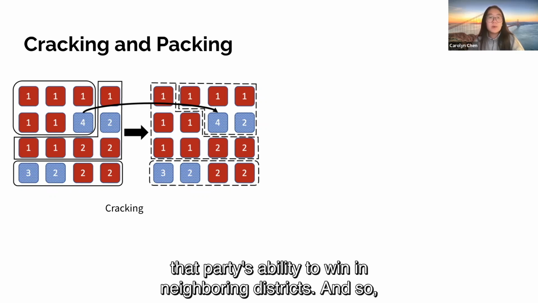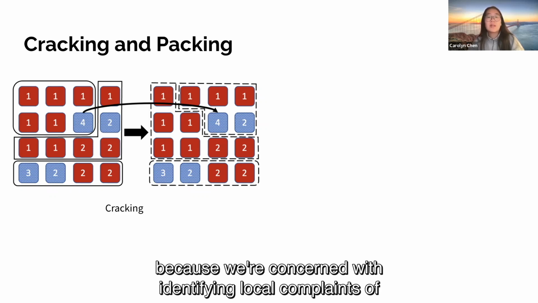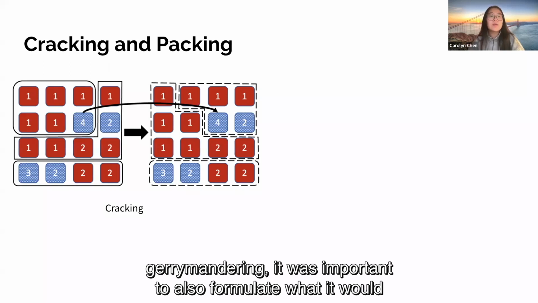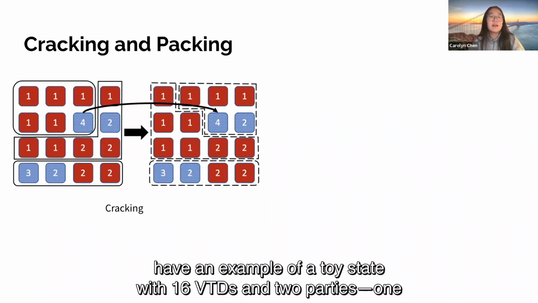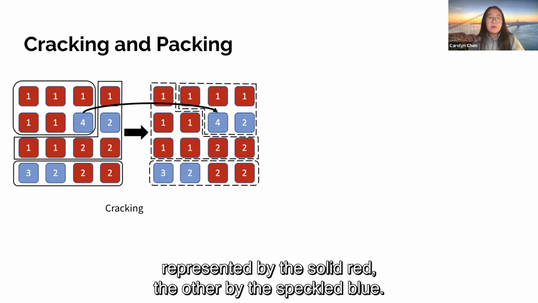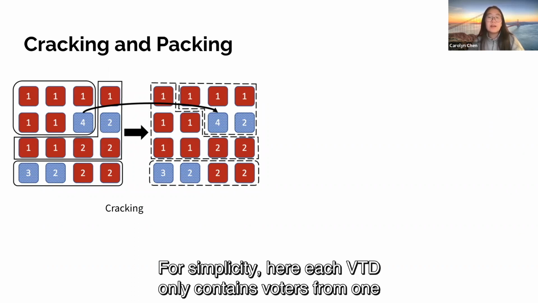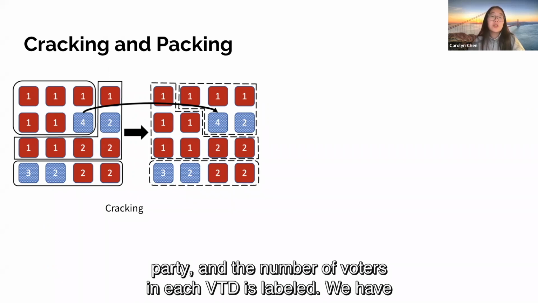And so because we're concerned with identifying local complaints of gerrymandering, it was important to also formulate what it would mean for voters in a VTD to be cracked or packed. So here we have an example of a toy state with 16 VTDs and 2 parties, one represented by the solid red, the other by the speckled blue. For simplicity here, each VTD only contains voters from one party, and the number of voters in each VTD is labeled. We have an original districting on the left and a comparator on the right.